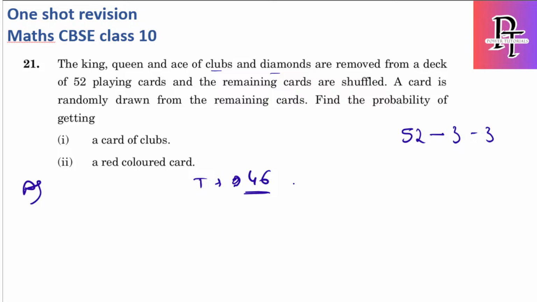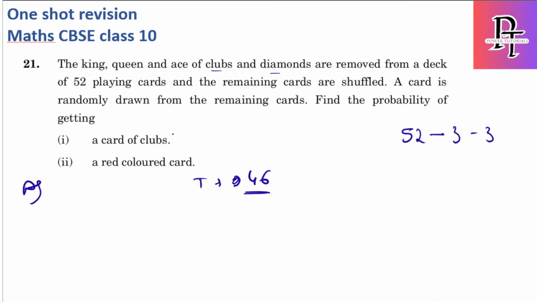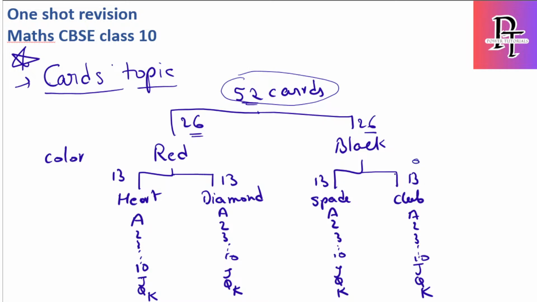So let's start. It is saying 52 minus king, queen and ace. Ace is the first number, so this is removed, and king and queen are also removed. Jack is present, but only the cards of two suits are affected. They clearly mention clubs and diamonds, one is black and one is red. From these two suits, those three cards have been removed, so 3 red and 3 black are removed.